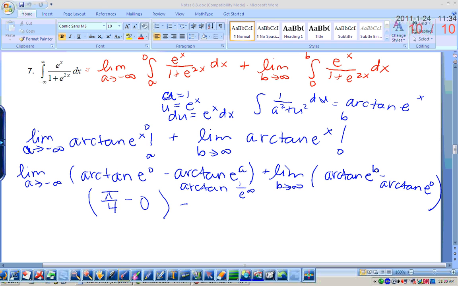Okay, e to the b as b approaches infinity would be infinity, so arctan of infinity, or the limit as the arctan of x approaches infinity, is pi over 2 because of that arctan graph. Oh yeah, there is a plus between the two parentheses, thank you. Okay, remember your arctan graph where the asymptotes are pi over 2 and negative pi over 2. All right, and then e to the 0, once again, is 1. So the angle that has a tangent of 1 is pi over 4.